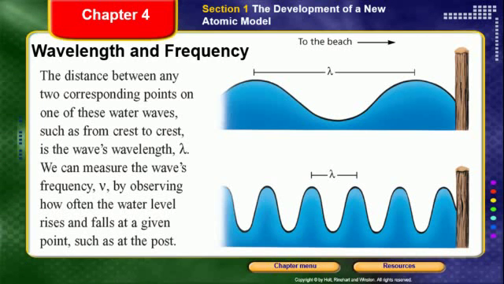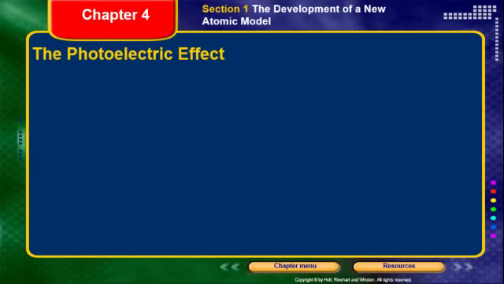So here we have a graphical representation of wavelength and frequency that relates to the small video that we just watched. The distance between any two corresponding points on one of these water waves, such as from crest to crest, is the wave's wavelength. We can measure the wave's frequency, represented by nu, by observing how often water levels rise and fall at a given point, such as this post that we've picked right here.